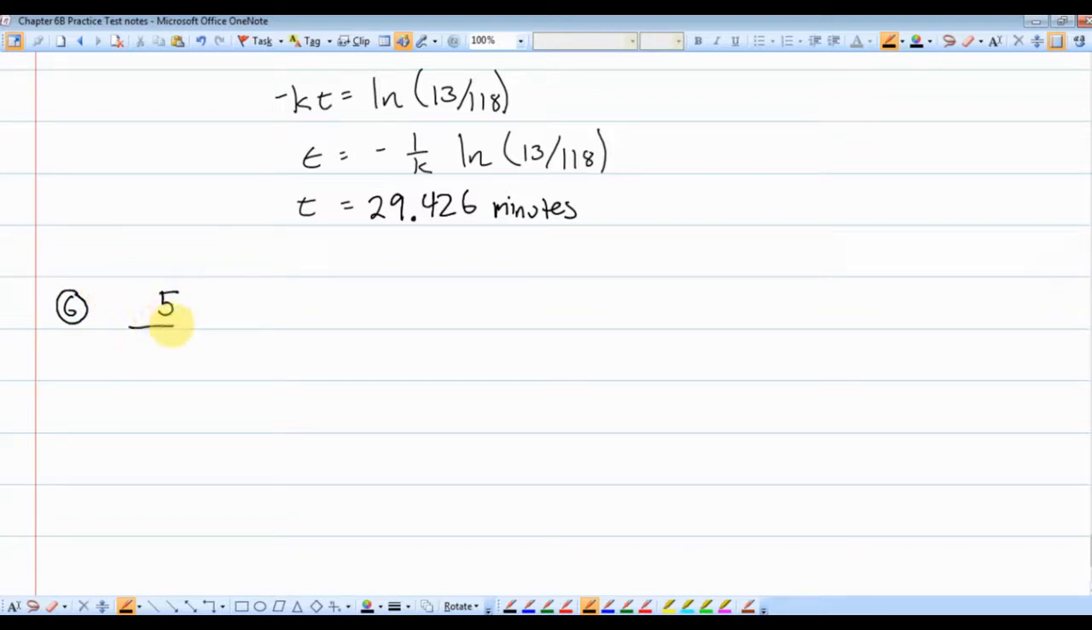5 over t squared minus 3t minus 10. What do you do? t minus 5, yeah, t minus 5, and t plus 2. Equals A over t minus 5 plus B over t plus 2. Remember, put the minus 5 first. That'll help you out with the minus and positive signs. Equate the numerators.